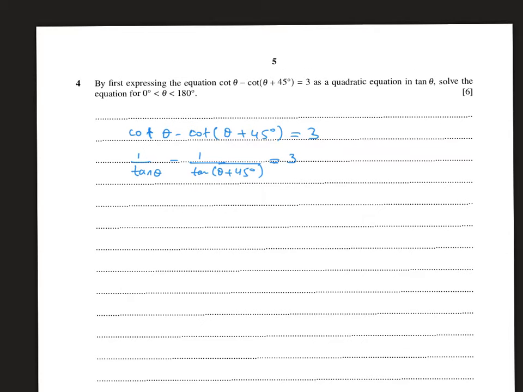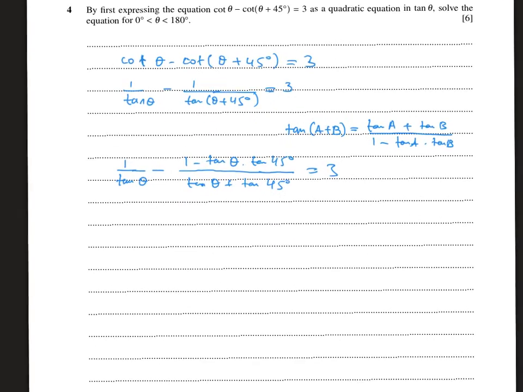Okay, now we have to use the compound angle formula, which is tan of A plus B equals tan A plus tan B over 1 minus tan A times tan B. And in this case, A is theta and B equals 45. Okay, so let's simply use the formula. So 1 over tangent theta minus, and since tangent of theta plus 45 is in the denominator, we have to flip the numerator and denominator. So I'm going to write here 1 minus tangent A times tangent B, but tangent A is tan theta and tangent B is tan 45. So tan A plus tan B, so tan theta plus tan 45, equals 3.